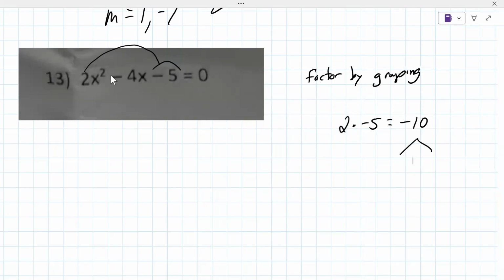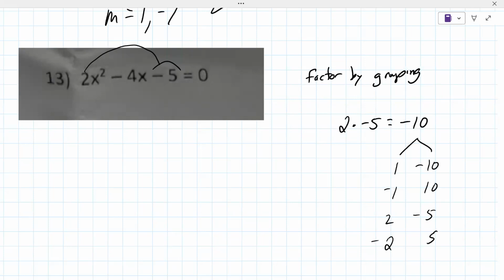Can you think of those two numbers? If you make a list here of all the possibilities, and there's not that many, do any of these work? Do any of these add to -4? No.